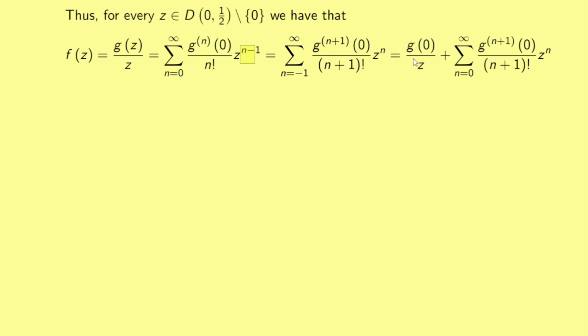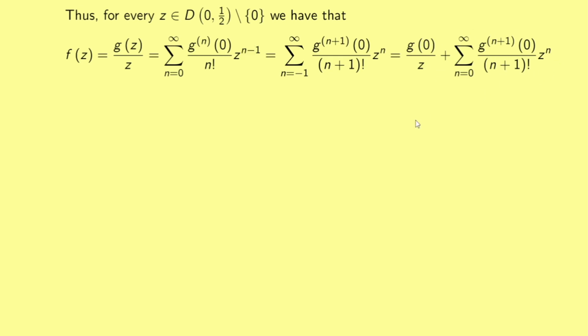But I can write this as this. I just take the part minus 1, it's g of 0 over z, because when n equals minus 1, I have minus 1 plus 1, which is 0, and by definition, when I have 0 here, it's just the function. So I have g of 0 divided by z plus this summation here.